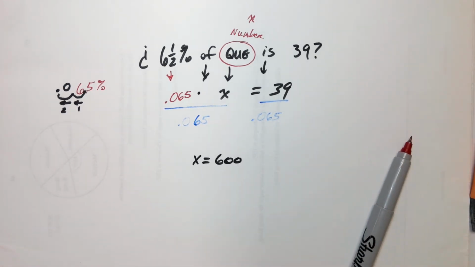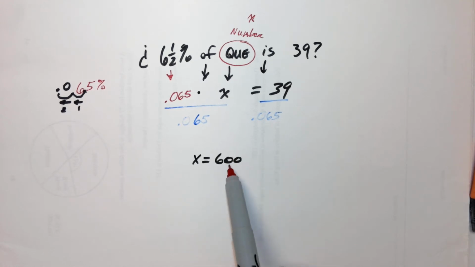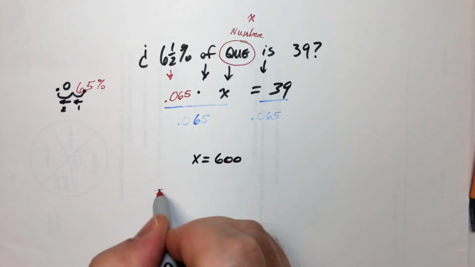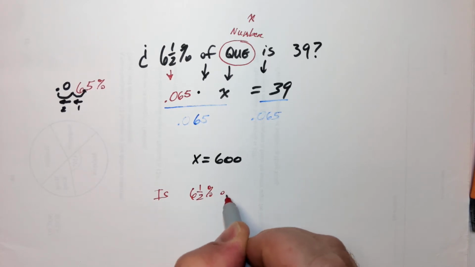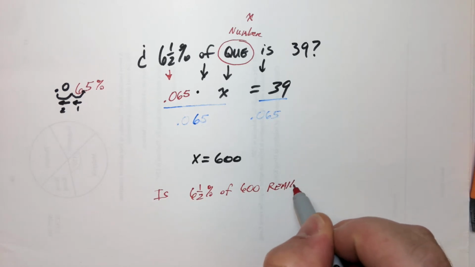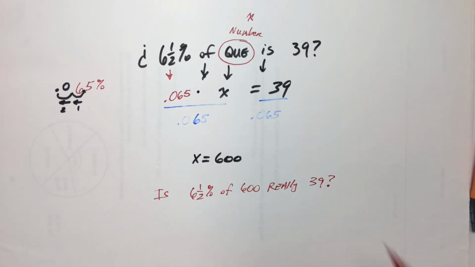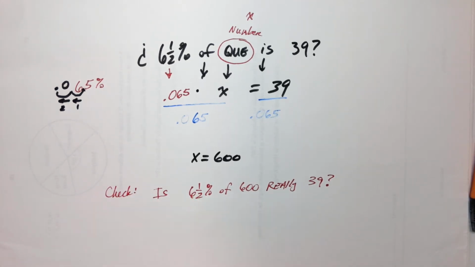Let's see if that makes sense. Because if this was a quiz and I wanted to make sure I got a good grade, if I had time, I would multiply. I would check this out. Here's the thing I would try to figure out: is 6.5% of 600 really 39? That's what I would do to check. That would be my check. Does that make sense? Do you see what I mean?